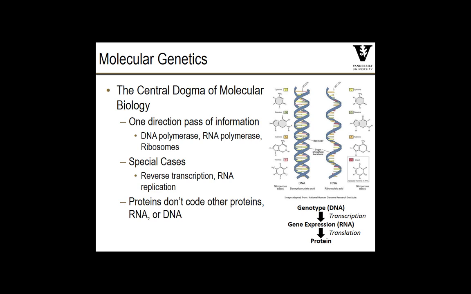So typically, the pass is in this direction. DNA polymerase helps with the DNA replication portions of this, RNA polymerase with gene expression portions, and ribosomes with the translation portion. The special cases are reverse transcription, which goes in this direction, and RNA replication, which doesn't involve the DNA piece. But typically, we're going to talk about transcription to translation. And the underlying theory is that proteins don't code proteins, and proteins don't code RNA or DNA.